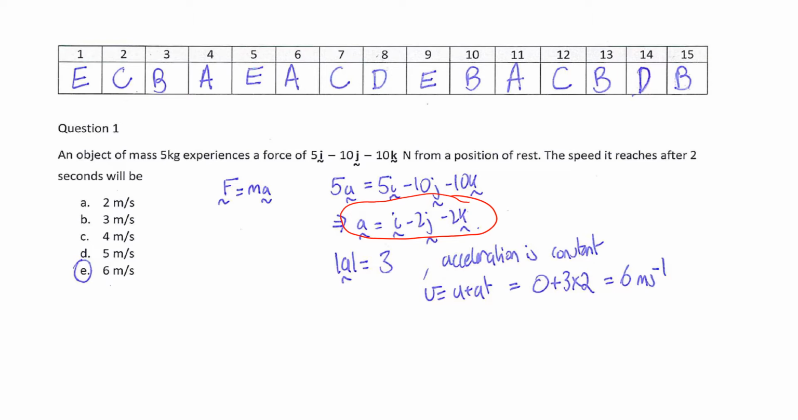What will be its speed after 2 seconds? V equals u plus at, u is equal to 0 because it's initially from a position of rest, and that's probably the easiest way to go about it. Of course, you could have used vector calculus, determine a velocity vector function, sub in t equals 2, subtract from t equals 0, etc. You would have got to the same endpoint. E was your final answer.